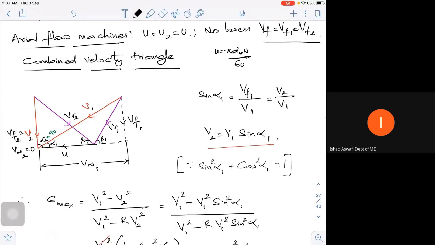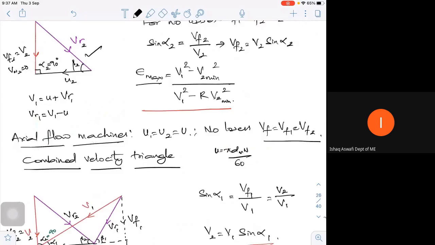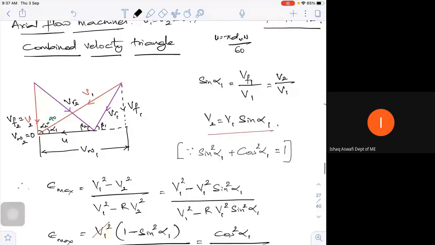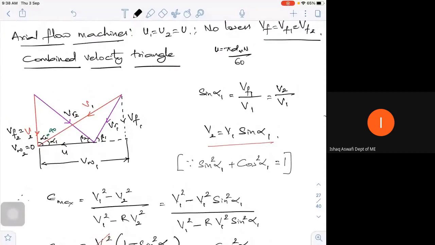What I will write, in place of Vf1, I'll write Vf2, and Vf2 is equal to V2. So I'm going to replace this Vf1 by V2. Are you getting it? So Vf1 is replaced by Vf2, then Vf2 is replaced by V2. Now a little bit of cross multiplication: V2 is equal to V1 sin alpha.